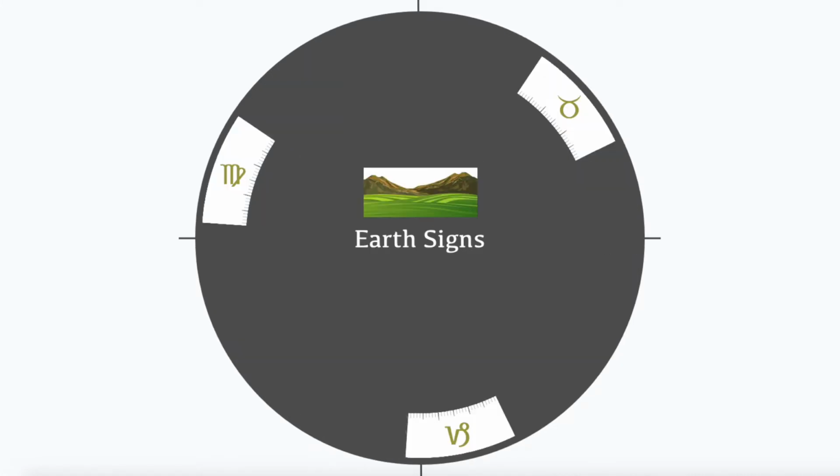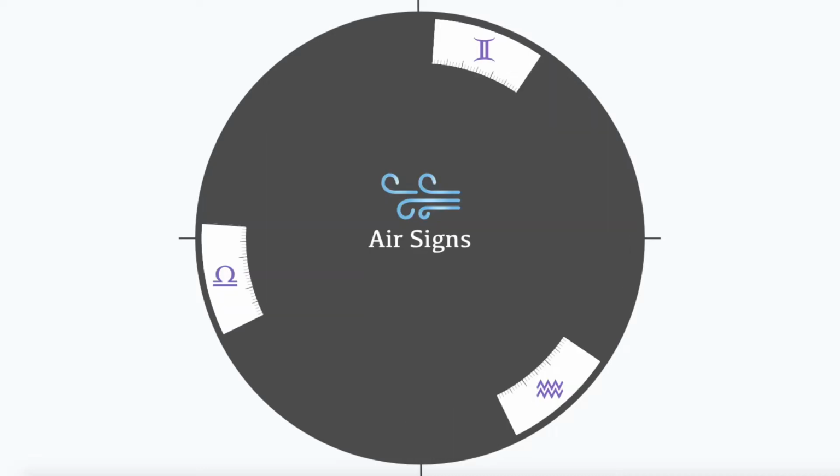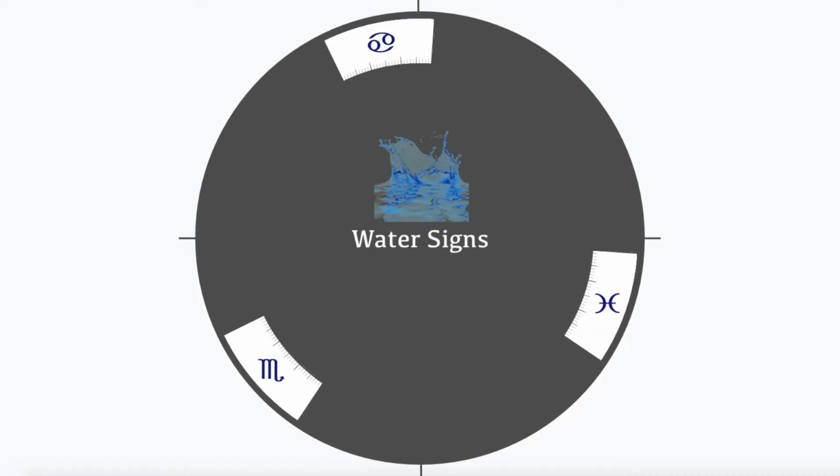The fire signs are Aries, Leo, and Sagittarius. Earth signs are Taurus, Virgo, and Capricorn. The air signs are Gemini, Libra, and Aquarius. And the water signs are Cancer, Scorpio, and Pisces.